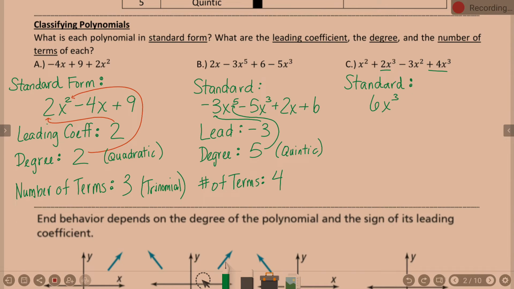And then x squared minus 3x squared. So that's going to be 1 minus 3, which is minus 2x squared. So in standard form, you don't have repeat powers. Combine like terms, right? Okay. Leading coefficient. Use that standard form, use what you've put together. Leading coefficient is 6. Degree. Highest power is 3. And so that is a cubic.